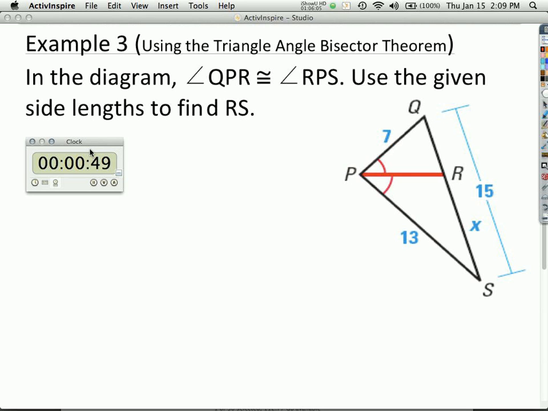You say 7 over 13 is proportional to QR over 5. Since it's x and since we don't know, we can set it to 15 minus x over x, because you know the whole distance, 15, minus x to find the other distance. So you set 7 over 13 equals 15 minus x over 5. And then we can solve from there.